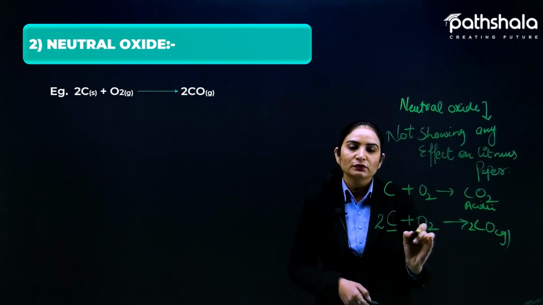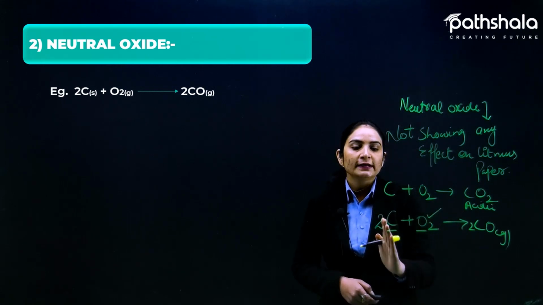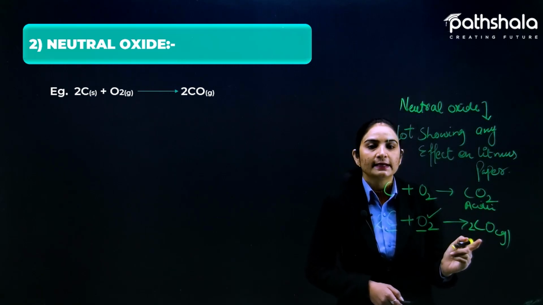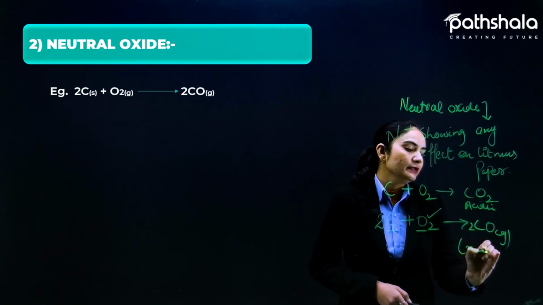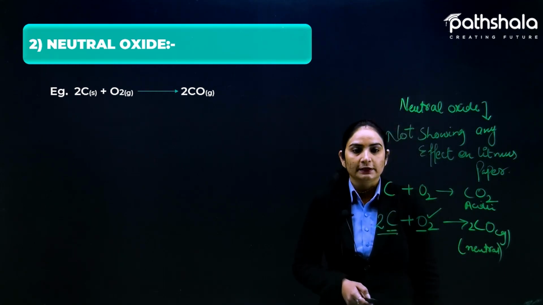Carbon is undergoing reaction with oxygen. Oxygen is always in molecular form here. Carbon is single, but we know that sometimes carbon reacting with oxygen can also produce carbon monoxide. And this is which kind of oxide? Neutral. As per that, we need to balance the carbon here, right?